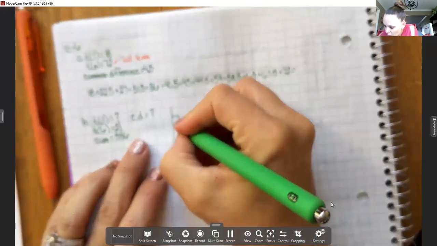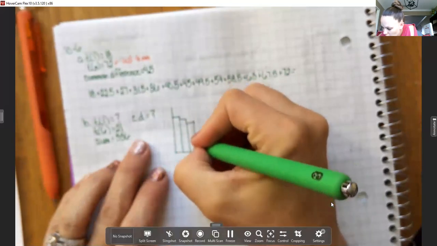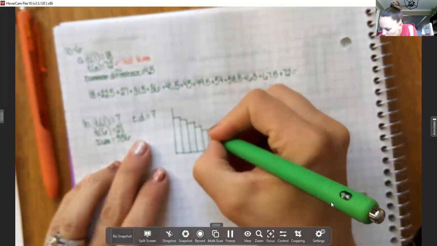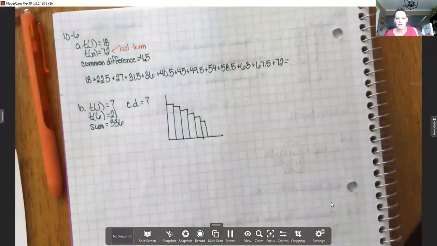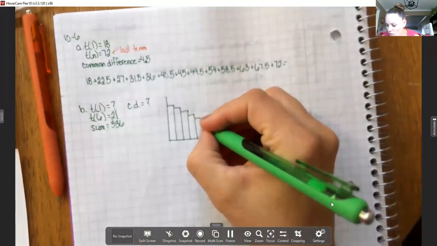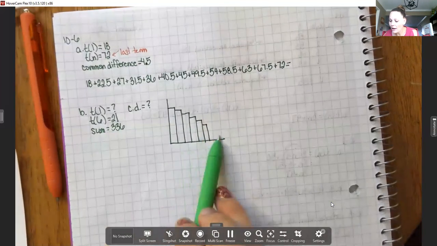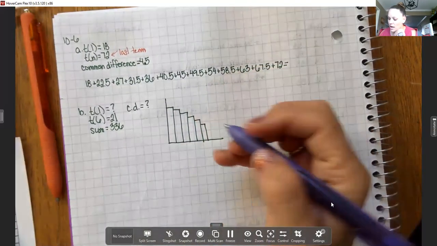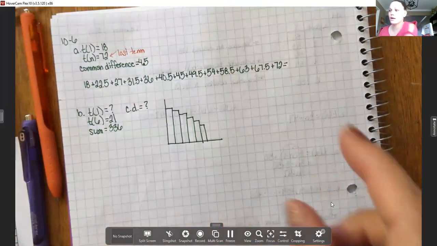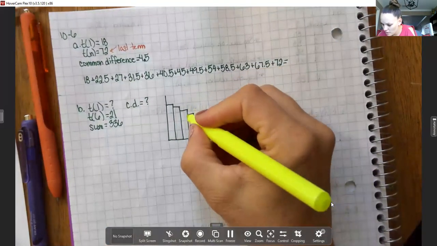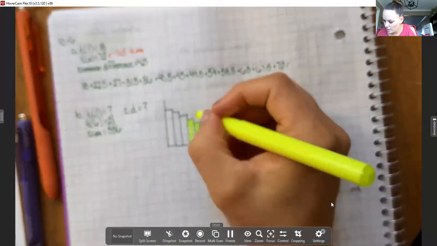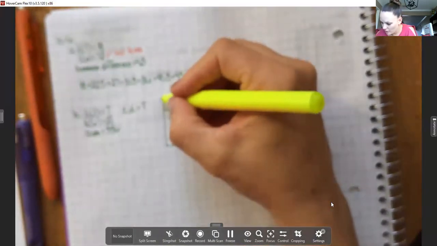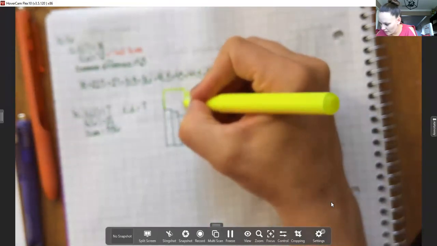So if we think about those stairs, they would look like this, where this last one would be 21 tall, because that's what they told us. And when we add all of these, we would get 336. So if I think about making this into a rectangle, I would take these last three and turn and rotate them, and they would fit up here perfectly.